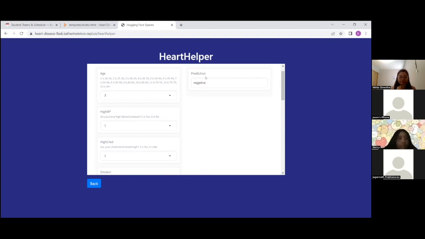Another problem we had was that for the yes or no questions, we had to use info. As you can see, it says, do you have high blood pressure? 1 is yes, 0 is no, as the data set used 1s and 0s as yes or no. And that is all.